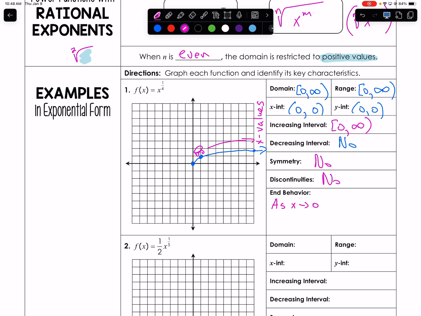Is there negative infinity on this graph? As x goes to where? What's the first one? Where does it start? Right? As x goes to 0, what are the y values doing?